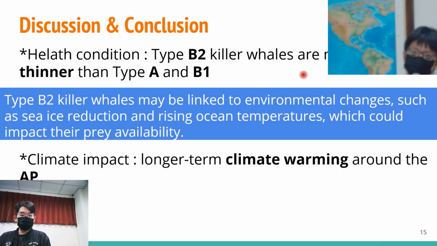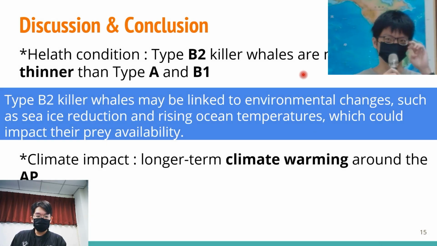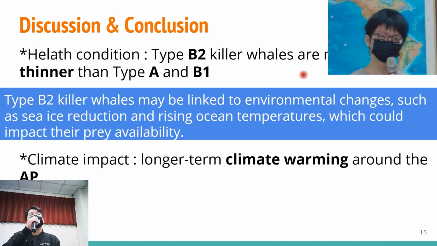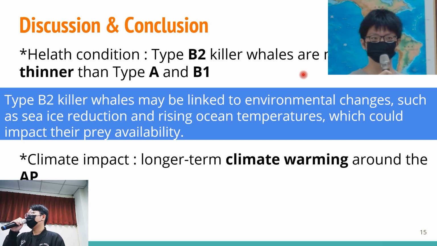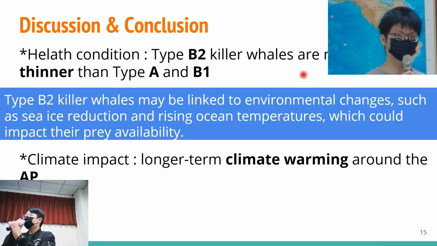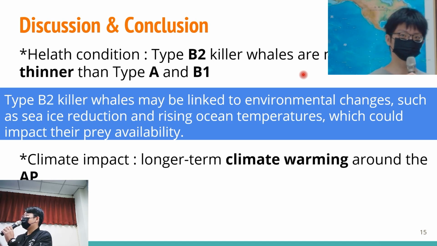Can you explain again the relation between climate change and the weight and the number of the B2 killer whales? Climate change is one of the reasons the authors think might cause B2 to be in the worst health condition. This is just one of the reasons, not the only reason. The research said that maybe they can do more aerial images to prove that climate warming is directly related to the health condition of B2.